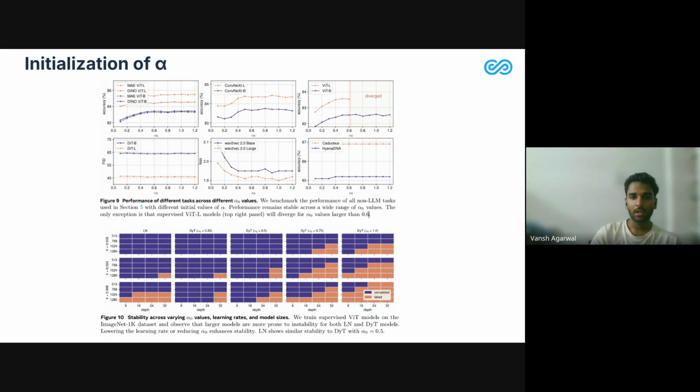So non-LLM models are relatively insensitive to alpha naught, and a smaller alpha naught in general results in more stable training. These are two key insights for general alpha. And then when they test it across various model sizes, they find that on increasing the model size, it's preferable to have a smaller alpha, and a lower learning rate.